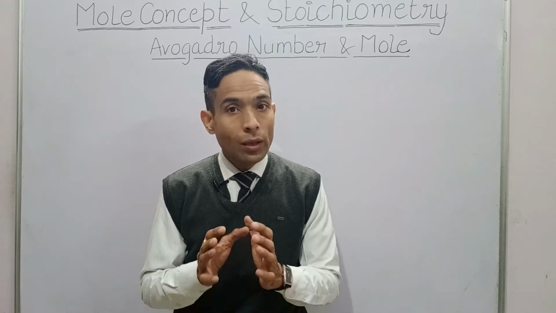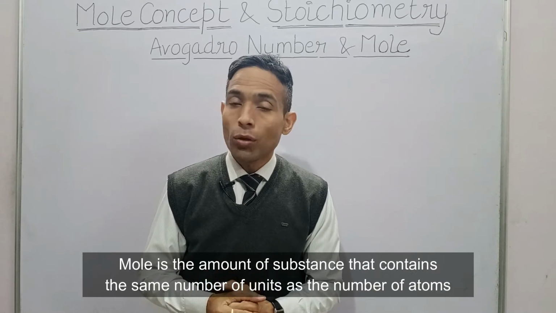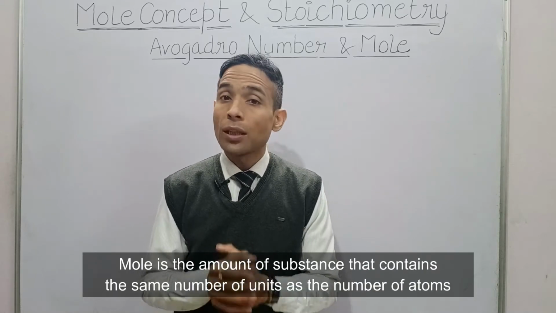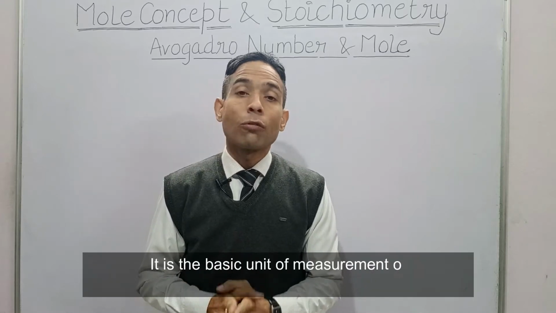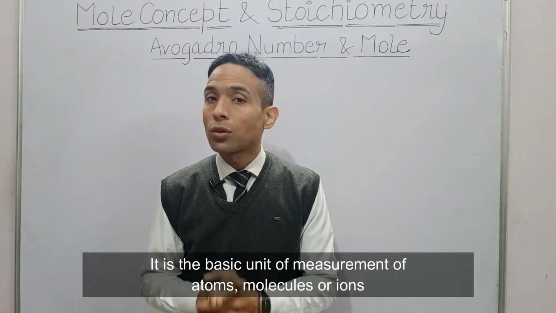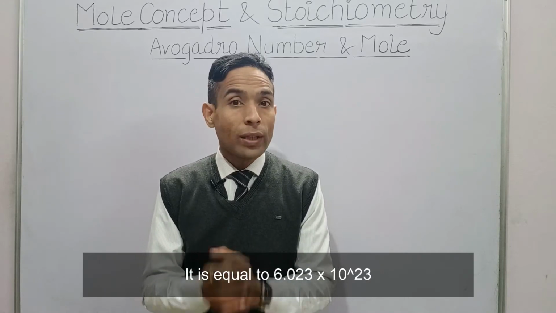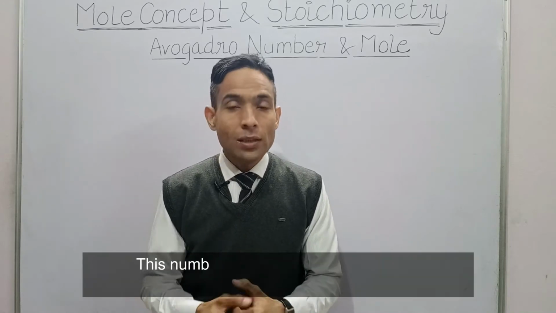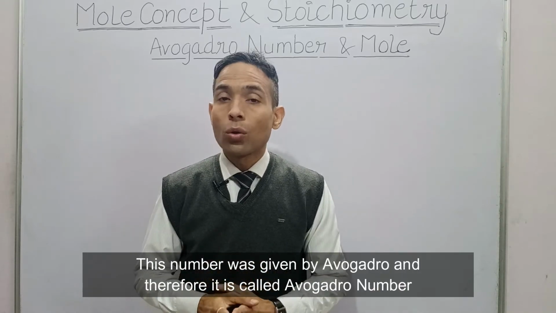Now mole. Mole is the amount of substance that contains the same number of units as the number of atoms in 12 gram of C12 atom. It is the basic unit of measurement of atoms, molecules or ions. It is equal to 6.023 into 10 to the power 23. This number was given by Avogadro and therefore it is called Avogadro number.